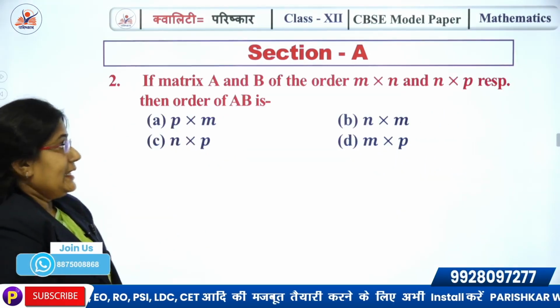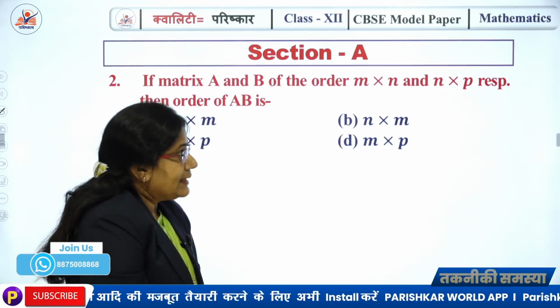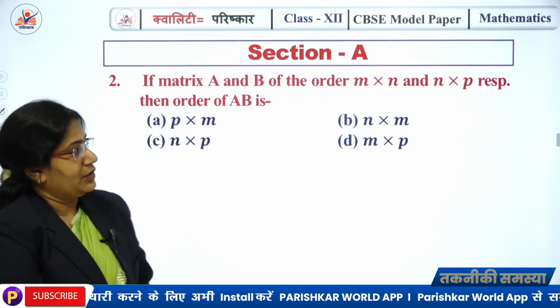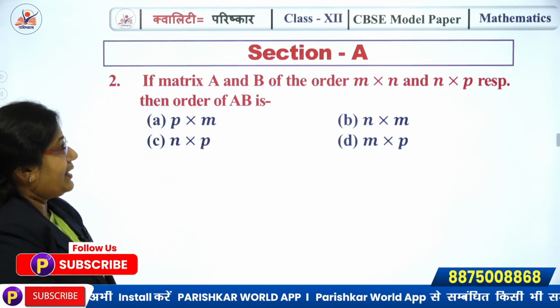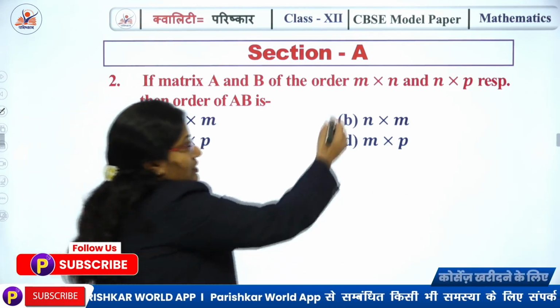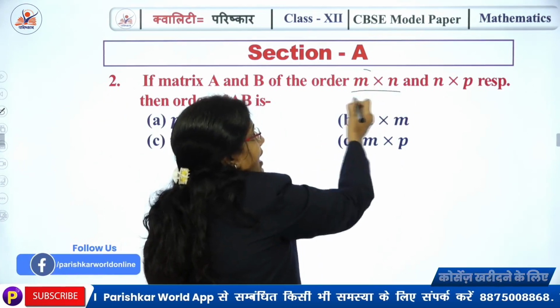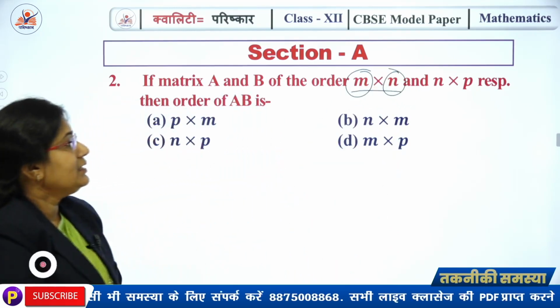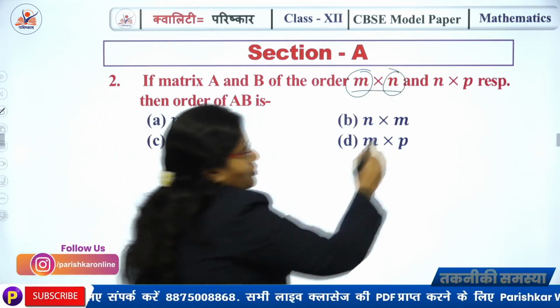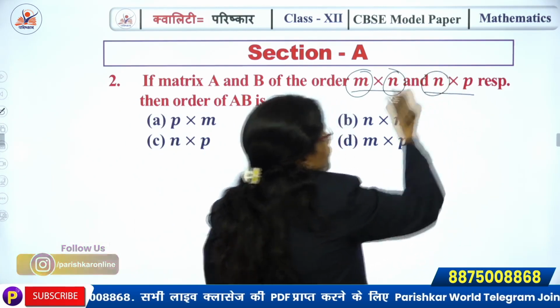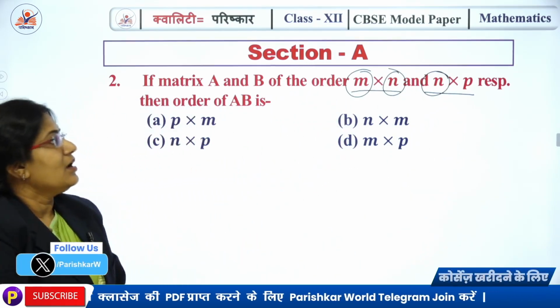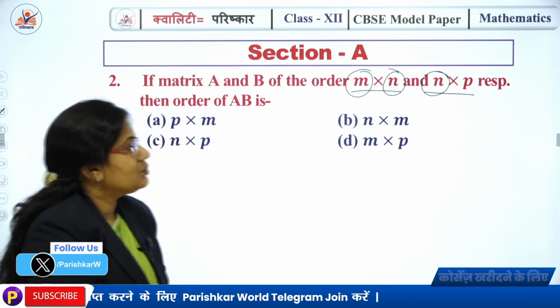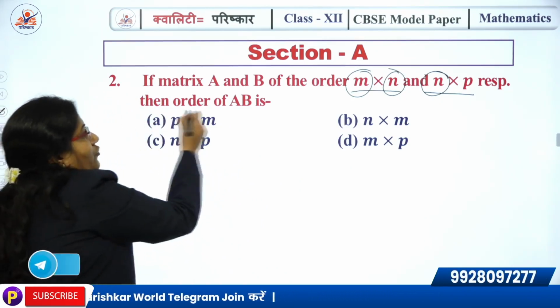If matrices A and B are of the order m cross n and n cross p respectively, it means matrix A has order m cross n, that means the number of rows is m and the number of columns is n, and matrix B is of n cross p, that means the number of rows of matrix B is n and the number of columns is p. Then the order of AB.